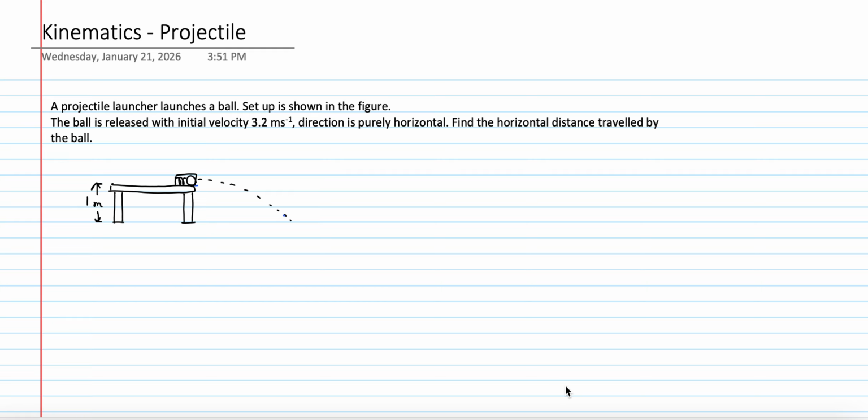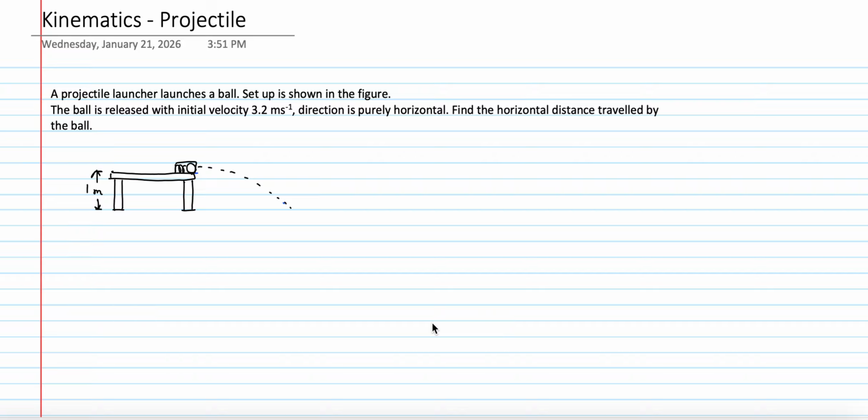Okay, let's talk about the kinematics. In this problem, we're given this kind of setup. There's a projectile launcher that launches the ball, and the setup is here. The ball is released with the initial velocity 3.2 meters per second, and the direction of release is purely horizontal. The question is, find the horizontal distance traveled by the ball.